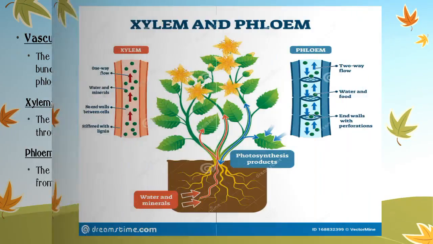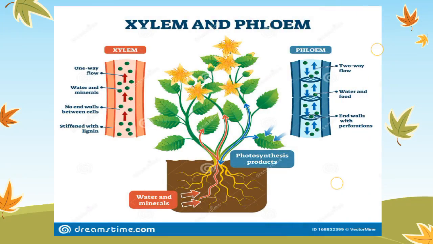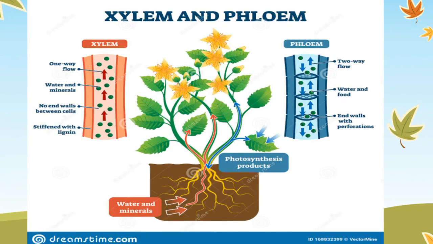So, here you can see the diagram of xylem and phloem. These are the phloem cells that are present in the plant leaf, and they will transport the prepared food. Here is the xylem. Xylem cells are actually involved in the transport of water and minerals to all the parts of the plant.